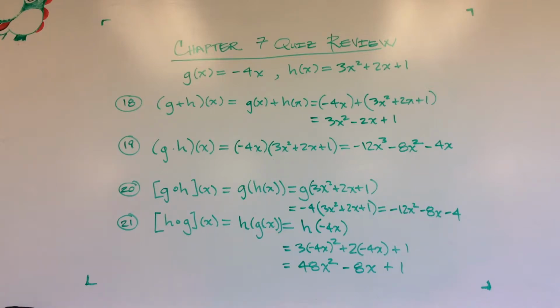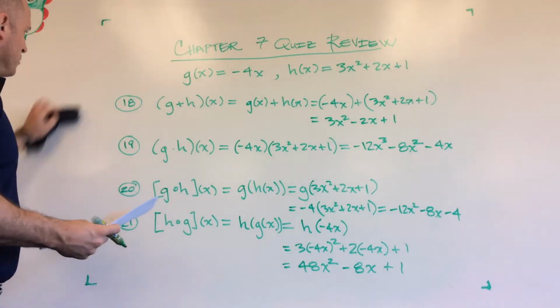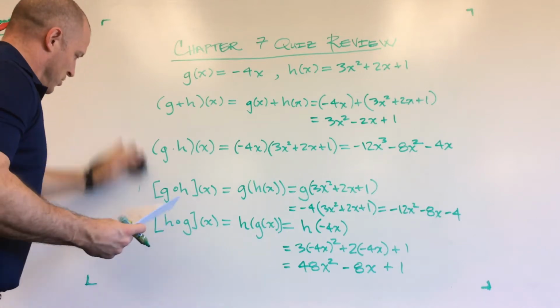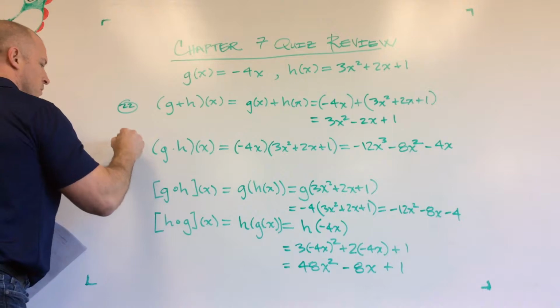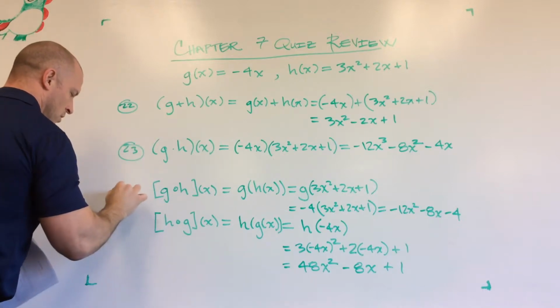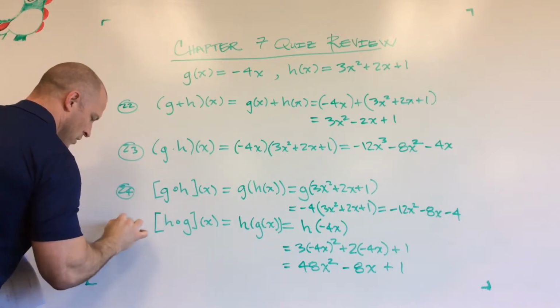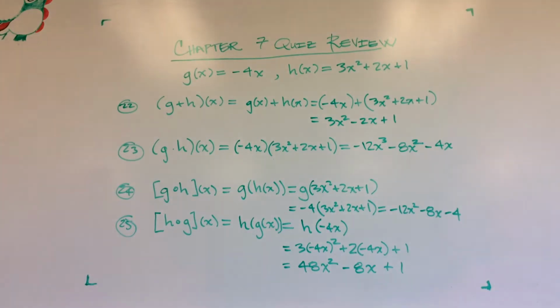Oh, and apologies, I should have relabeled these with the numbers. Those, of course, were problems 22, 23, 24, and 25. So if there was any confusion there, that was 22 through 25.